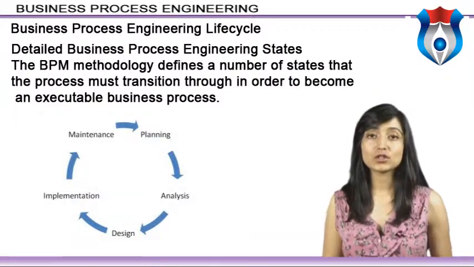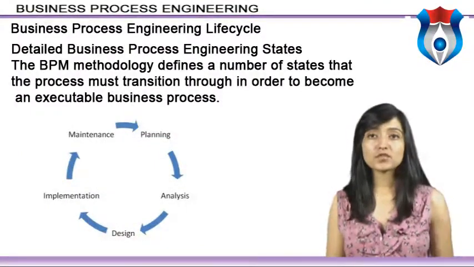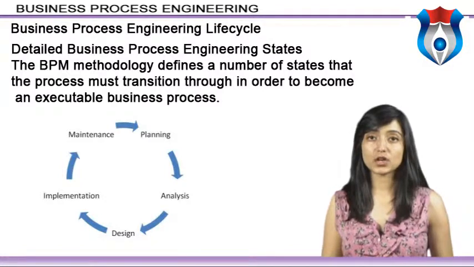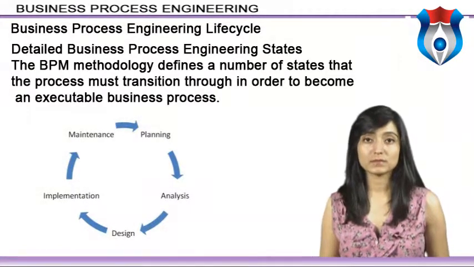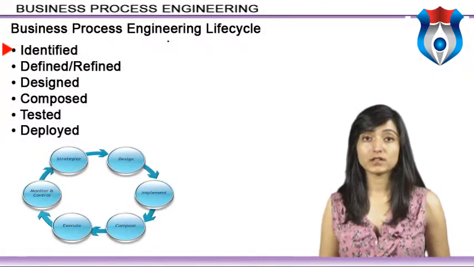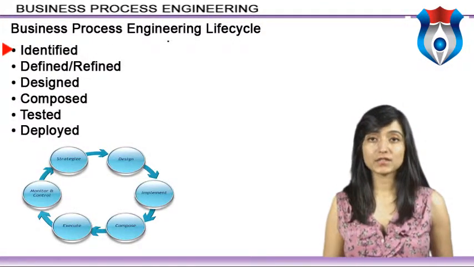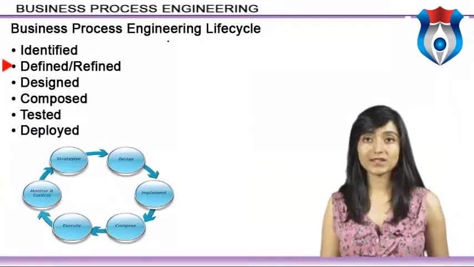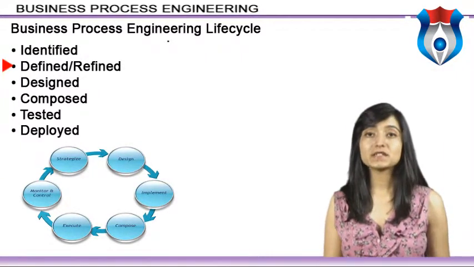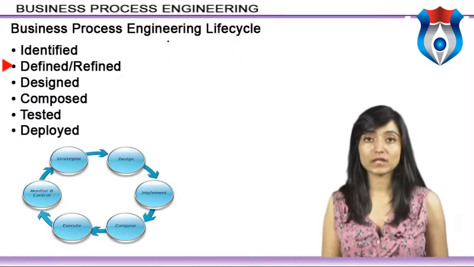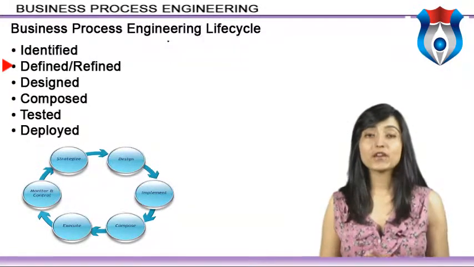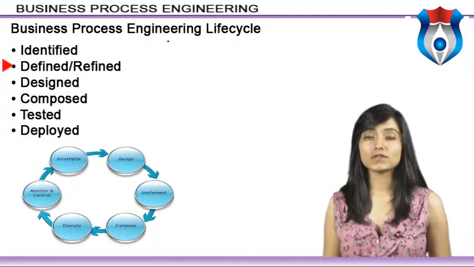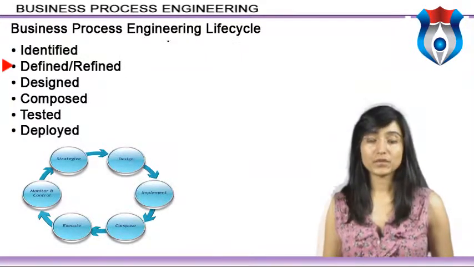The BPM methodology defines a number of states that the process must transition through in order to become an executable business process. Identified. The process has been selected for modeling and automated process management. Defined, refined. The business aspects of the model have been captured, modeled and refined to a sufficient level to support this iteration of process optimization.